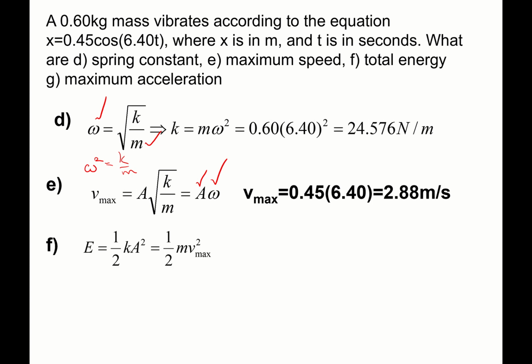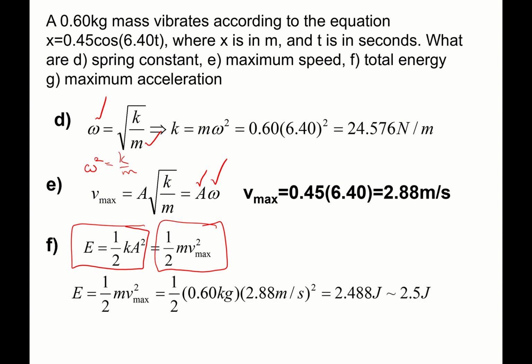F, what's the total energy? Well, for the total energy, we had two equations: 1/2 kA squared or 1/2 m v max squared. I could use either one, because now we have all of those things. We have k, we have A, we have m, and we have v max. If you calculate it either way, you'll get the same answer of 2.488 joules, or about 2.5 joules.